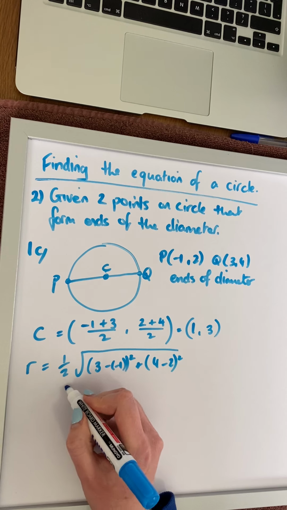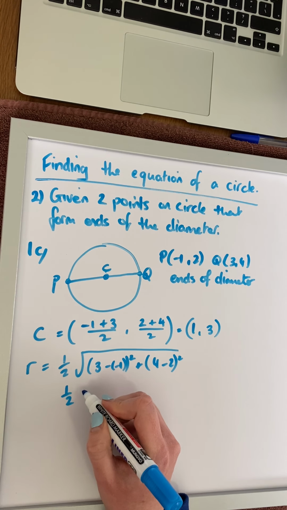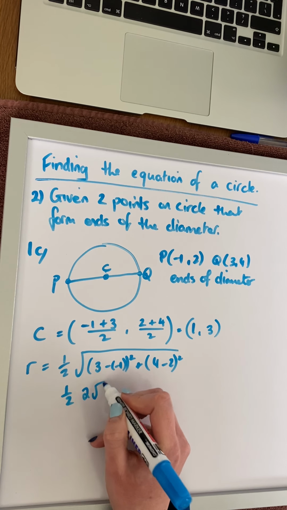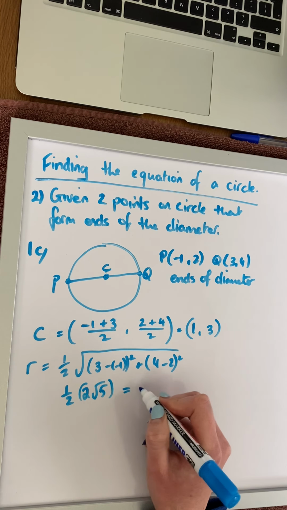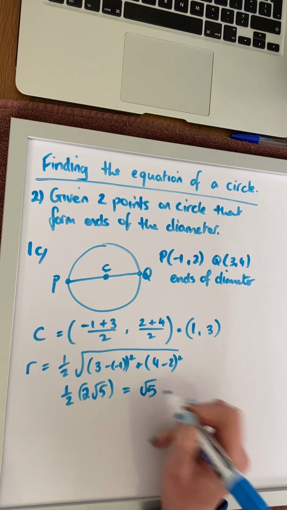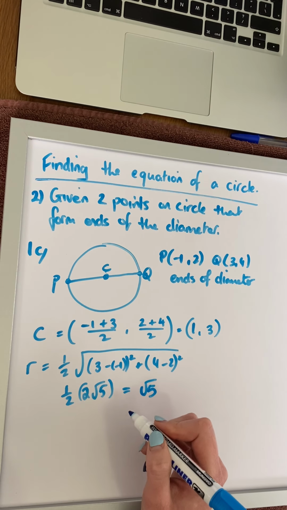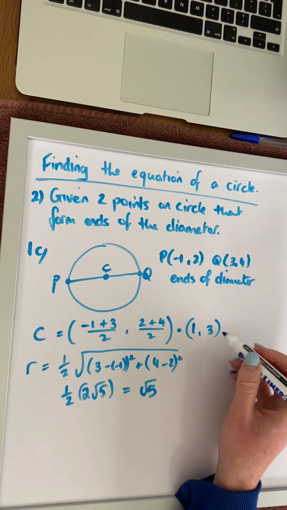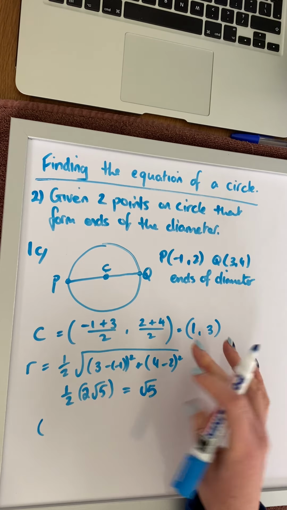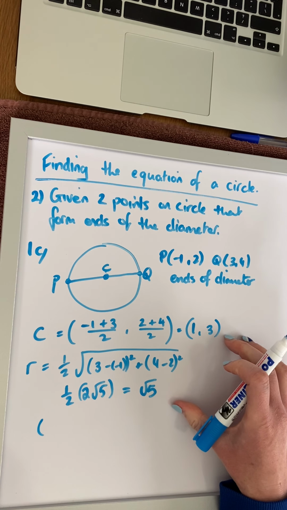So that gives us half of 2 root 5, which gives us a radius of root 5. Putting it into the equation of a circle then, remember a center point is 1, 3, so we have the same scenario as before as question 1 part B.